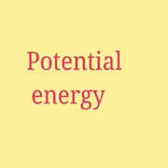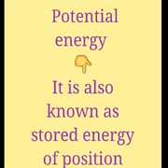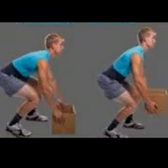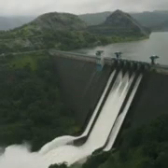Now we learn about potential energy. What is potential energy? Energy possessed by an object which is at rest is known as potential energy. It is also known as stored energy of position. Example, object lifted above, stone in the stretched rubber, water in the dam.